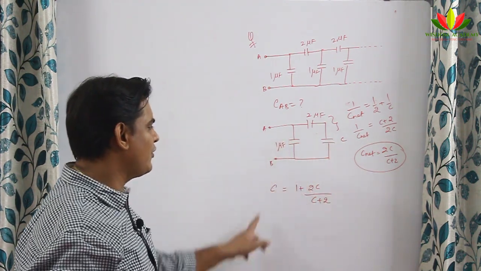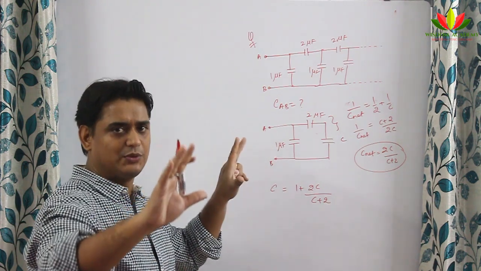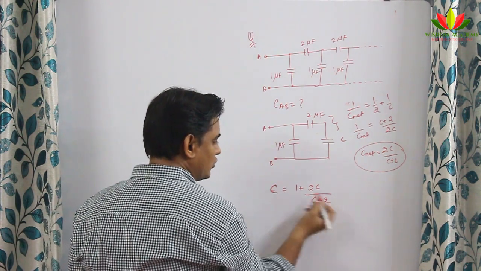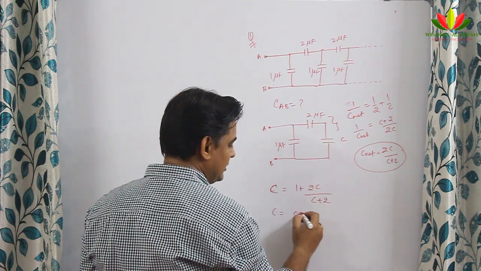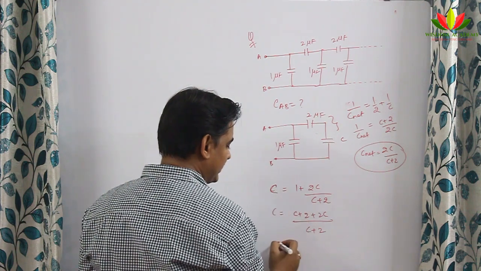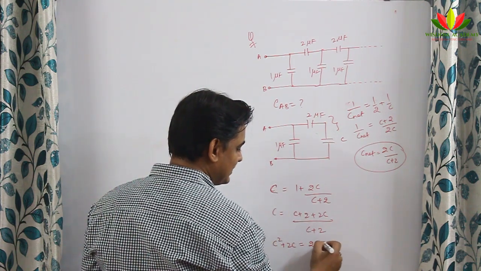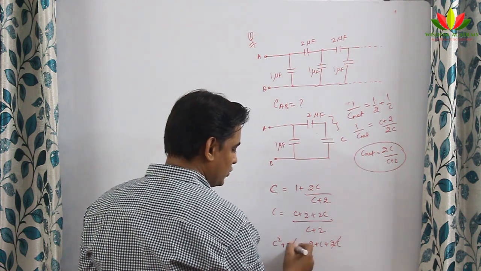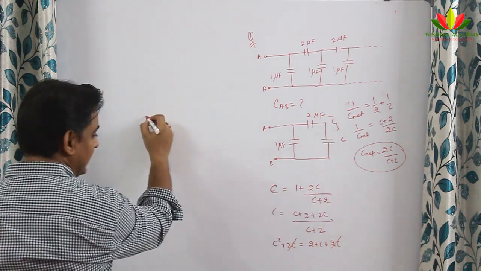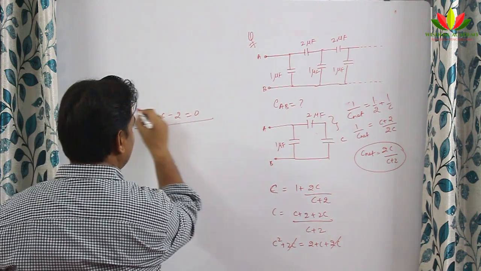Some people may ask why we are using C again here. Because C is the net capacitance of the infinite circuit. That's why it is this. Now when you solve this, it becomes C is equal to C plus 2 plus 2C by C plus 2. It goes this side, becomes C square plus 2C is equal to 2 plus C plus 2C. This 2C gets cancelled. It comes this side. I will get C square minus C minus 2 is equal to 0. Quadratic equation.